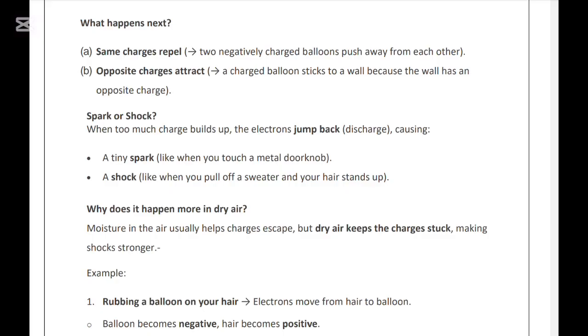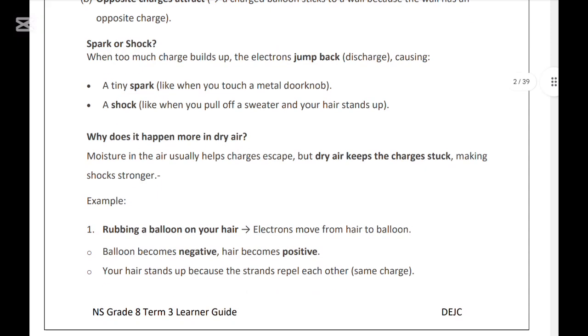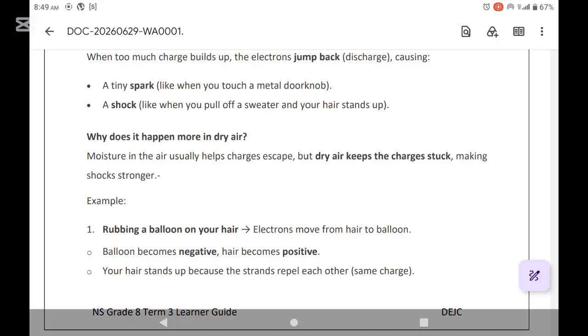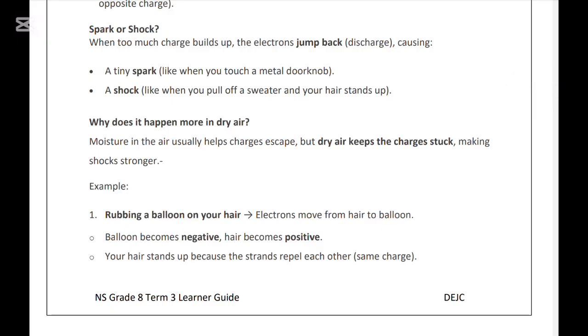Spark or shock. When too much charge builds up, when a lot of charge gathers in one place and becomes too much, the electrons jump back, which is discharge. This causes a tiny spark, like when you touch a metal door knob, or a shock, like when you pull off a sweater and your hair stands up.